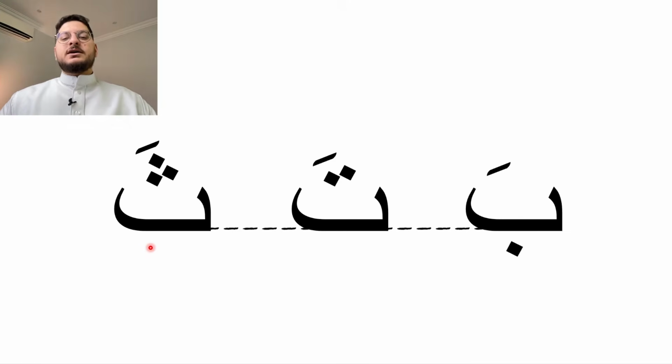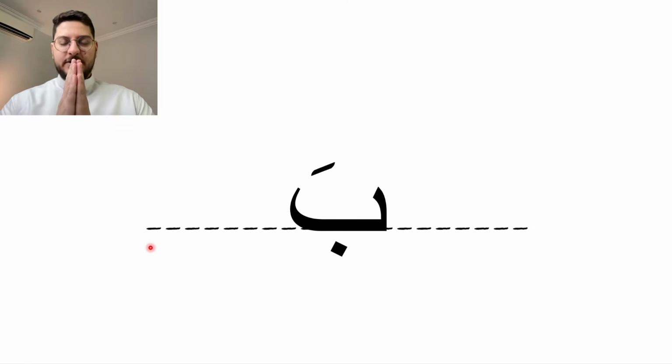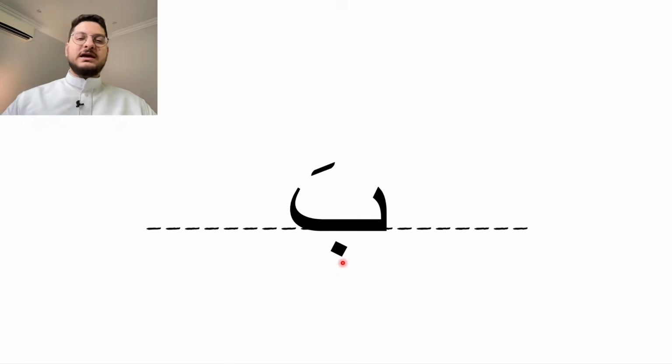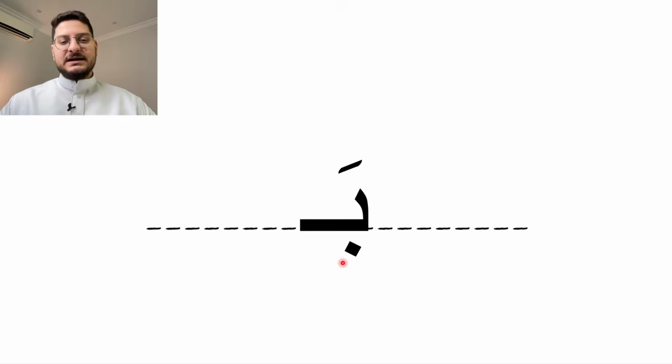Now, let's focus on the ba for a second. Words in Arabic are written with connected letters. So the letters are not separate as we see them in English. And that's why we are going to look at how the ba would look inside the word. And you will see what I mean in a second. So let me show you this shape. This shape is for the ba.